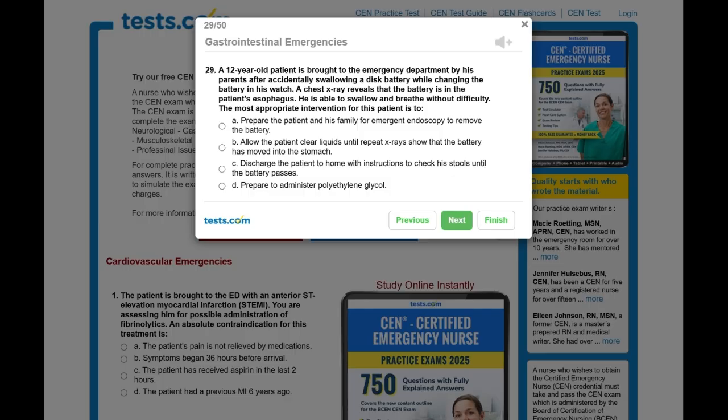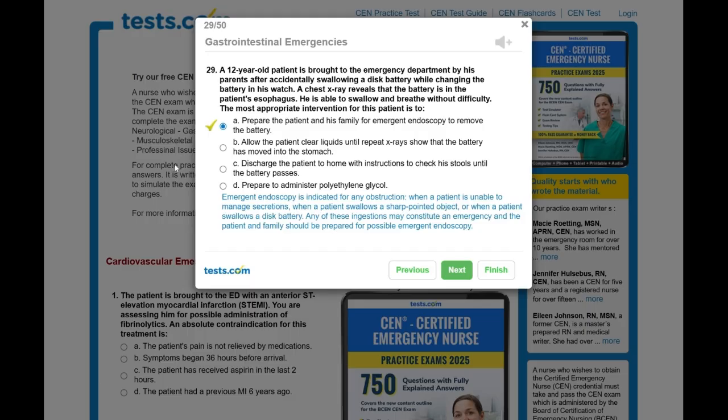A. Prepare the patient and his family for emergent endoscopy to remove the battery. B. Allow the patient clear liquids until repeat X-rays show that the battery has moved into the stomach. C. Discharge the patient to go home with instructions to check his stools until the battery passes. D. Prepare to administer polyethylene glycol.